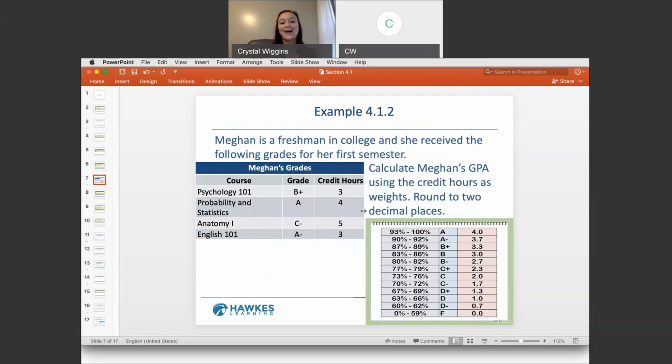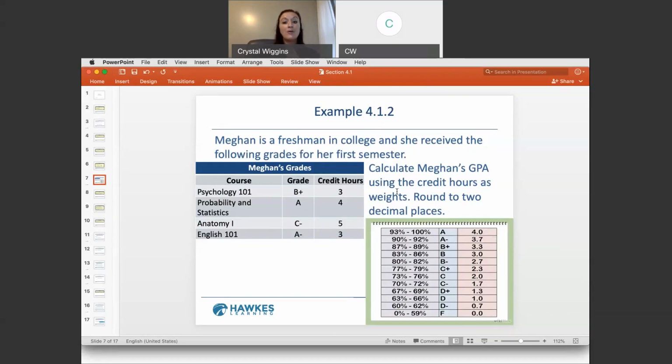After you set this up, now you have to change your letter grade projection into grade points. So here's a little chart of how we associate a letter grade to a point system. So for the B+, I'm going to write down 3.3. For the A, I'm going to write down 4.0. For the C-, I'm going to assign the grade points of 1.7, and A- is going to be 3.7.